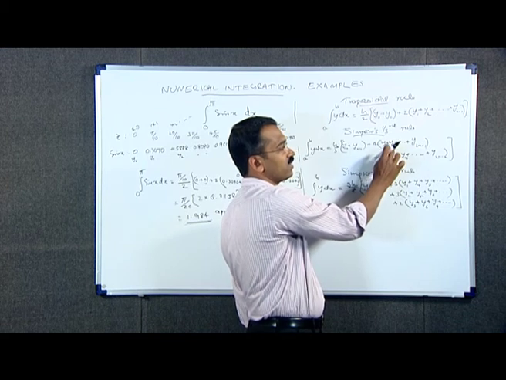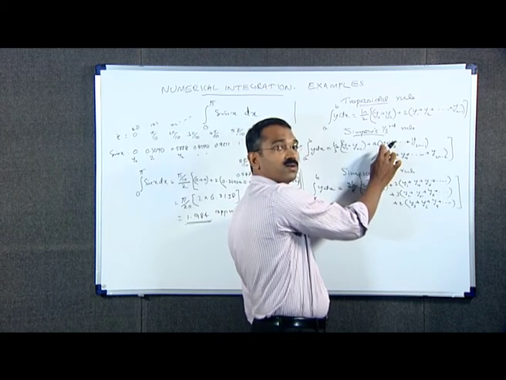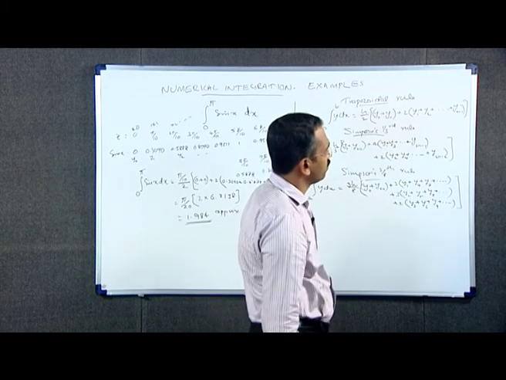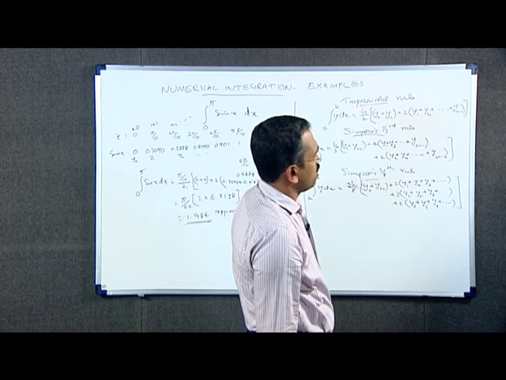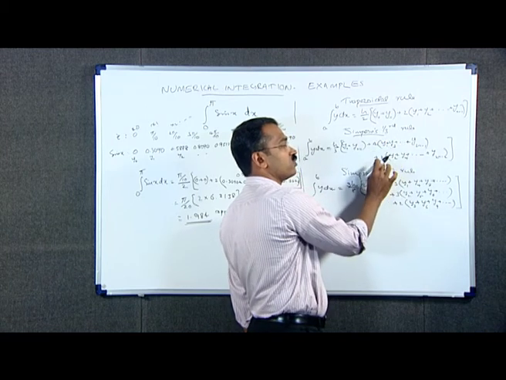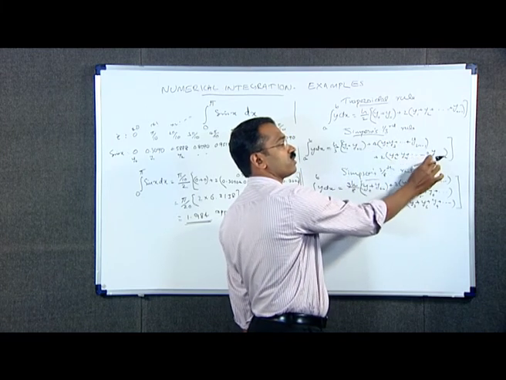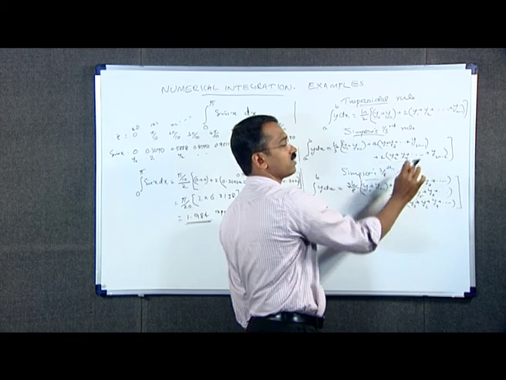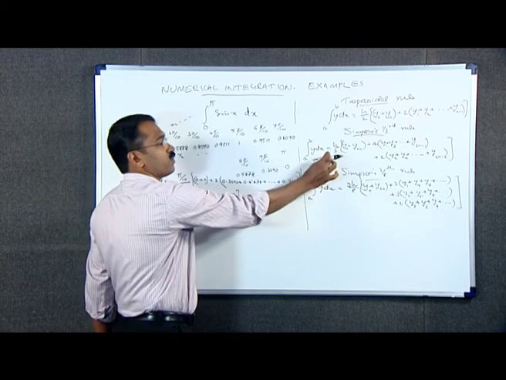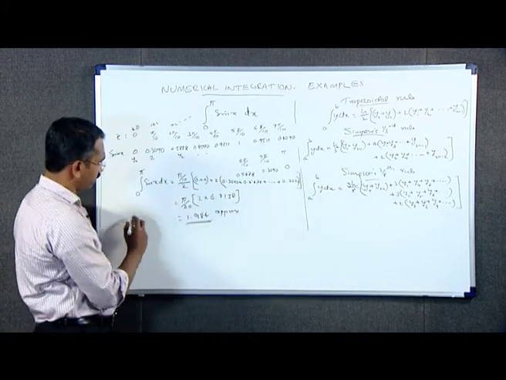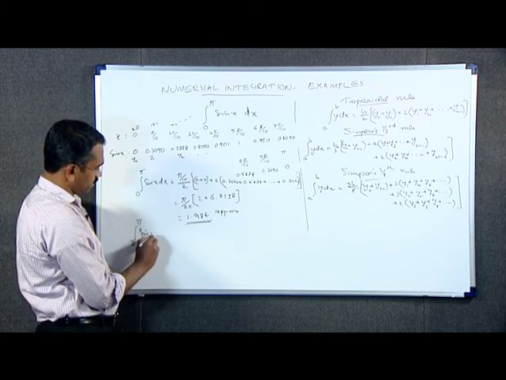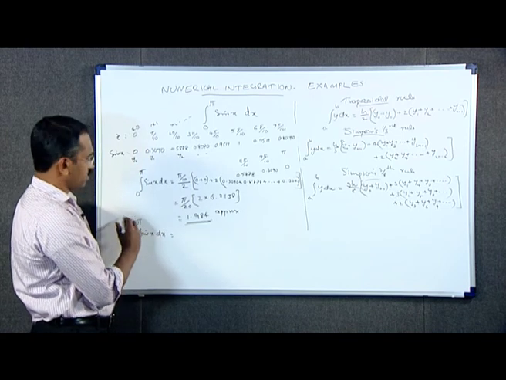Here the suffixes are odd suffixes, and 2 times y2 plus y4 plus etc. plus y 2n minus 2. Here the suffixes are even. Therefore, by applying this formula, we get the integral from 0 to pi of sin x dx, by Simpson's rule.